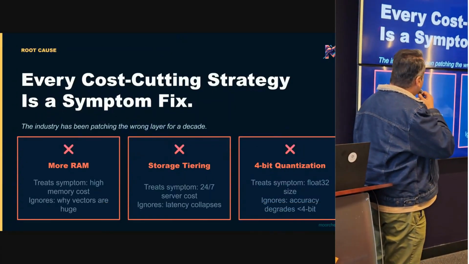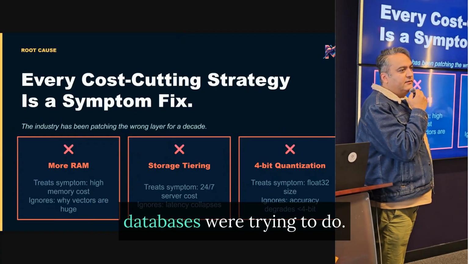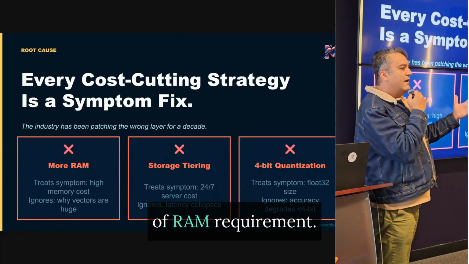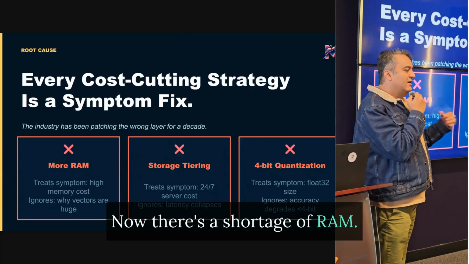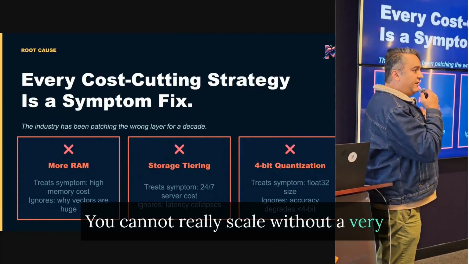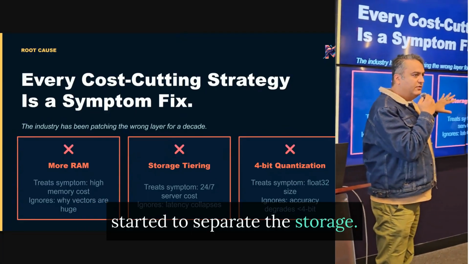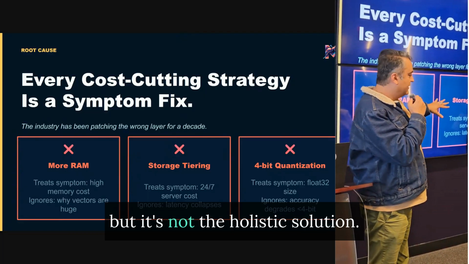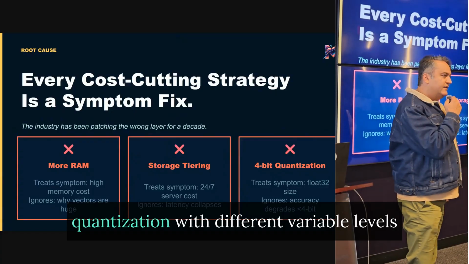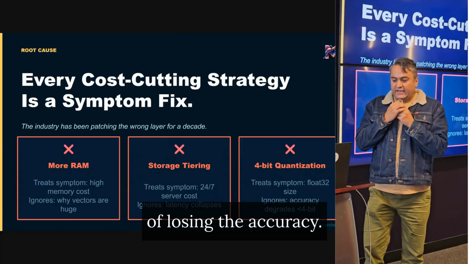But now we see the symptoms of what other vector databases were trying to do. They started to see that there's a lot of RAM requirement. Now there's a shortage of RAM. Now the expense of RAM is going up. You cannot really scale without a very high price tag. And they started to separate the storage. That's actually one of the good solutions, but it's not the holistic solution. And they have different methods of quantization with variable levels of losing accuracy.